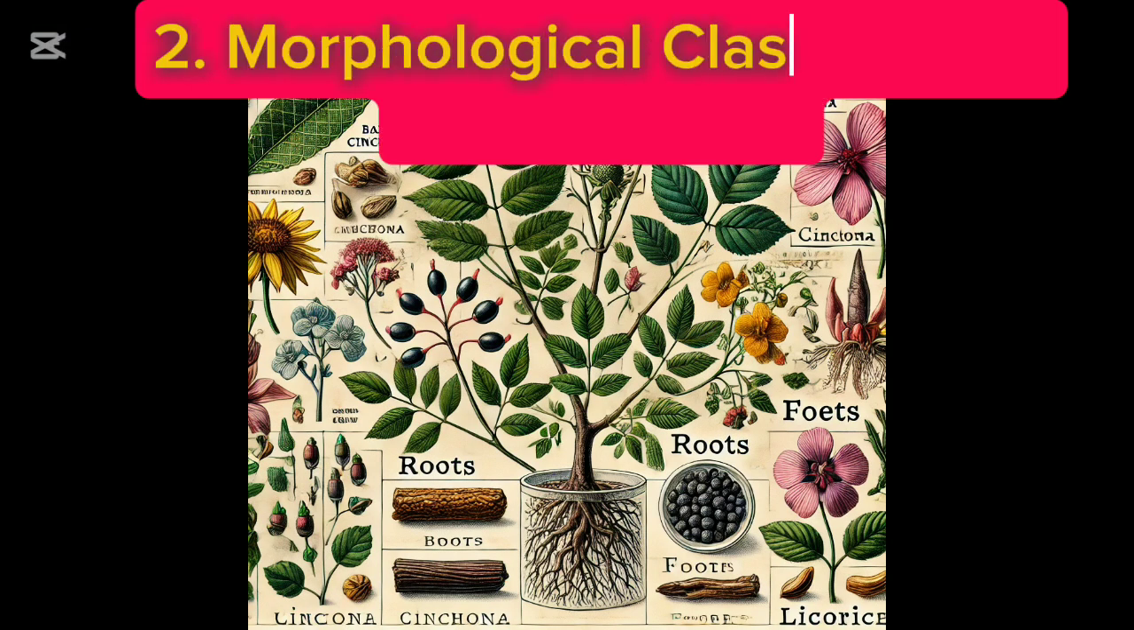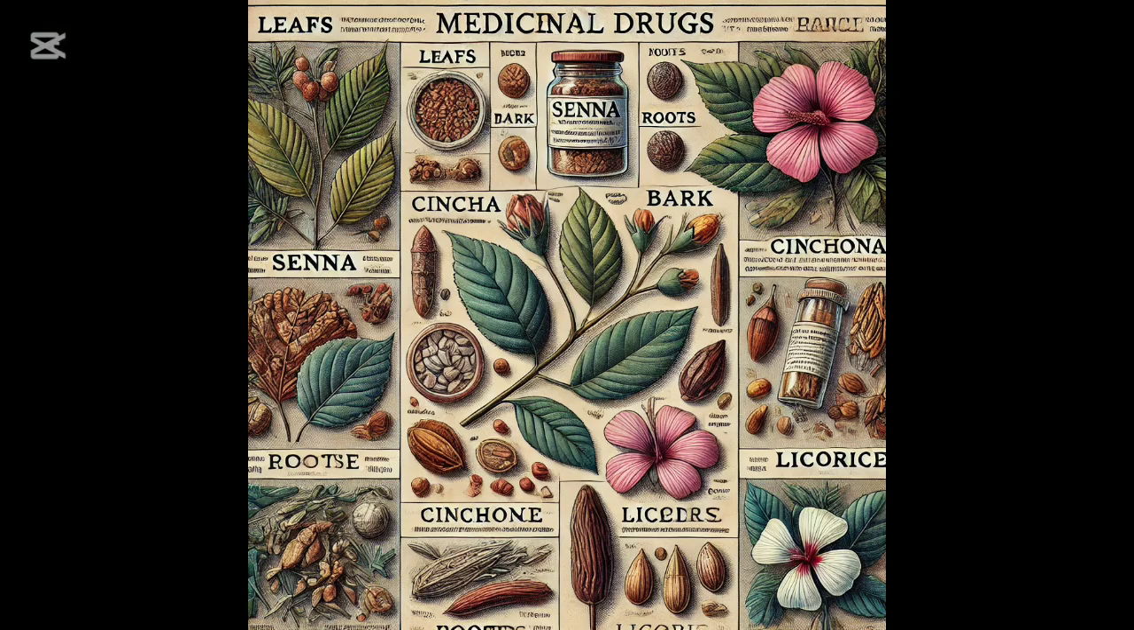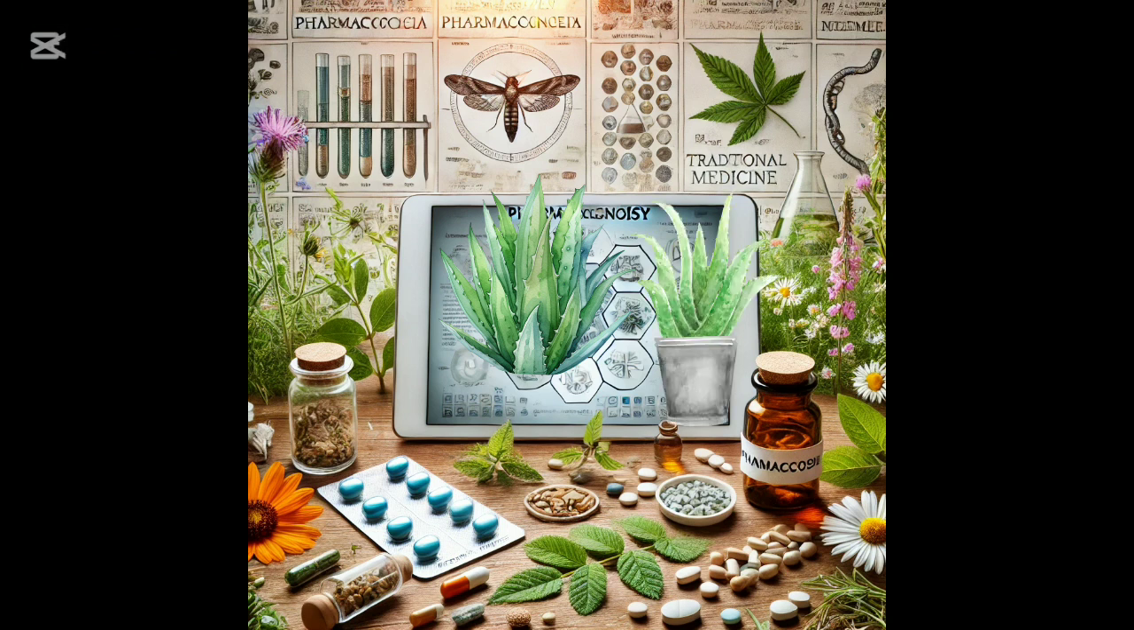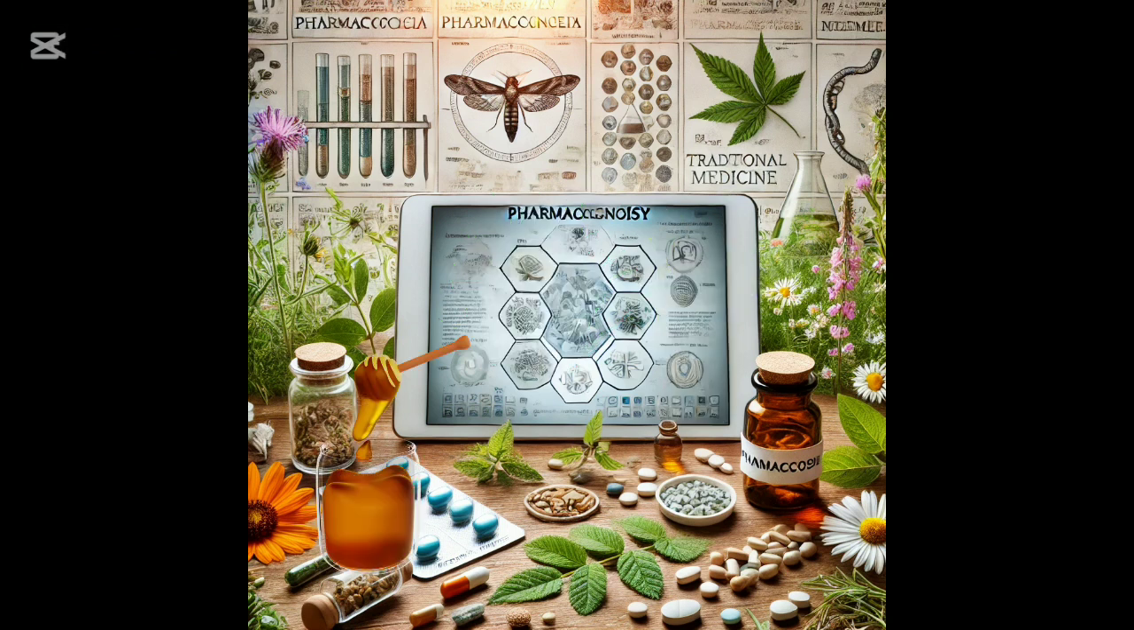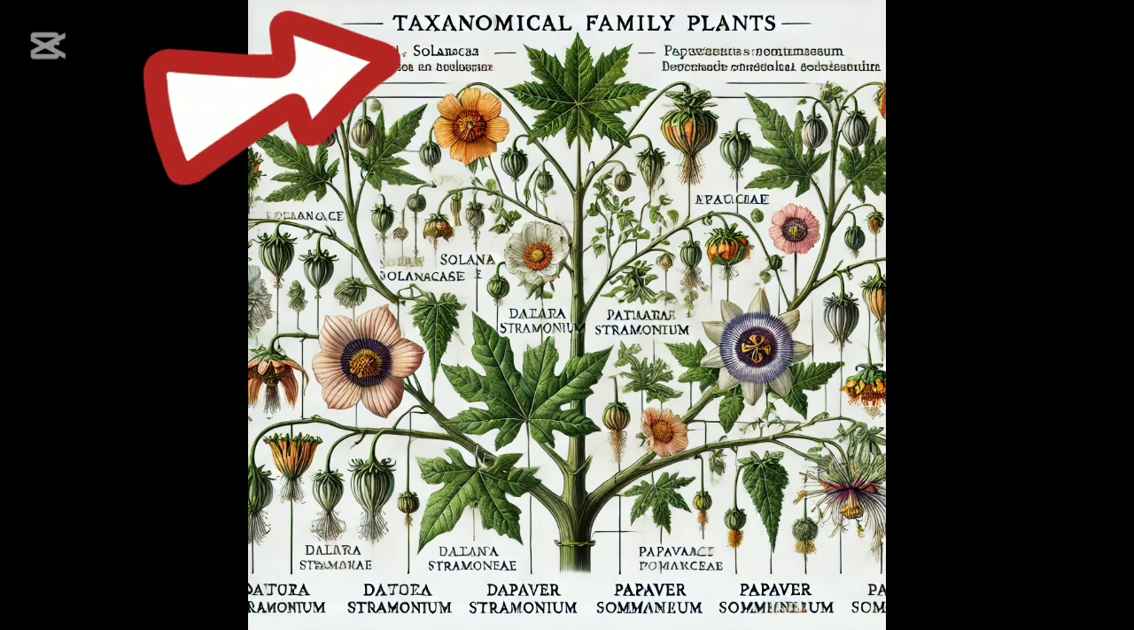2. Morphological classification. Here, drugs are grouped based on which part of the plant or animal is used. Leaves: senna, Cassia angustifolia, a natural laxative. Bark: cinchona, Cinchona officinalis, the source of quinine. Roots: licorice, Glycyrrhiza glabra, used in herbal medicine. Some products, like aloe juice and honey, are classified as unorganized drugs since they don't have a distinct structure like leaves or roots.